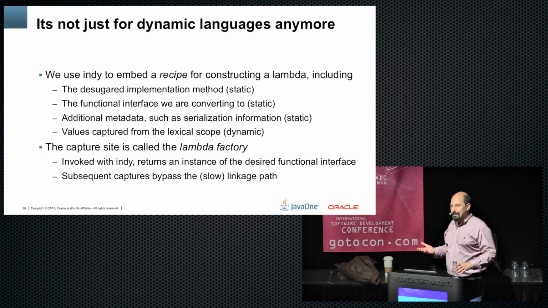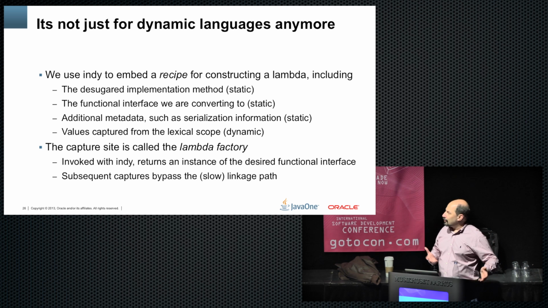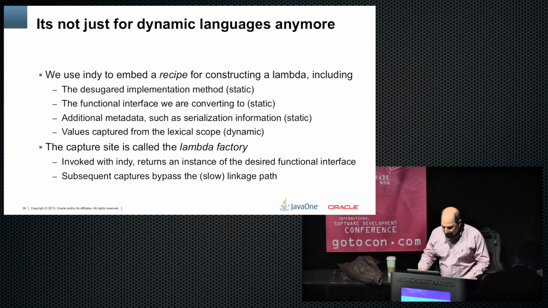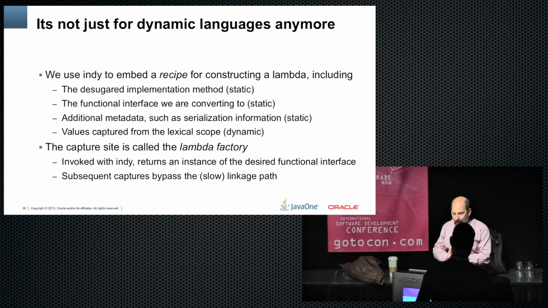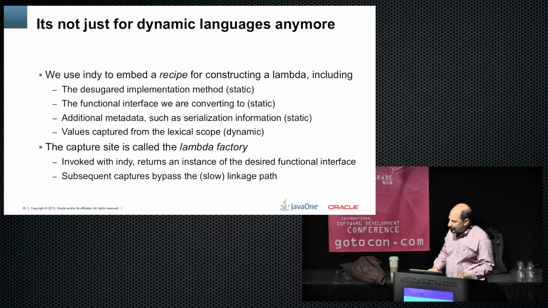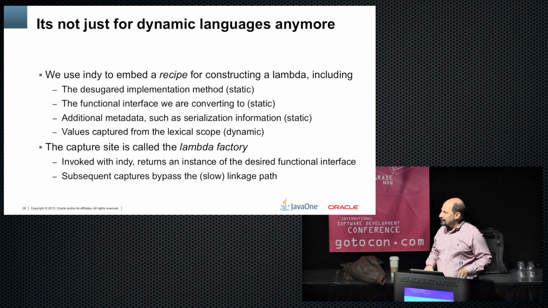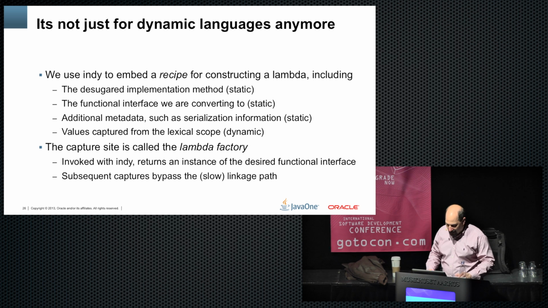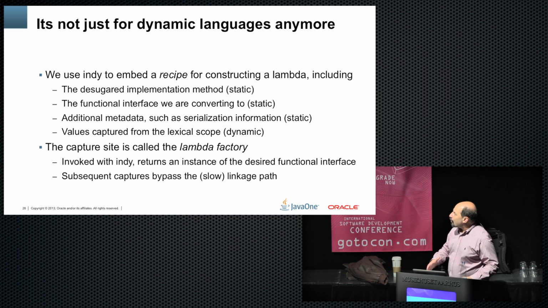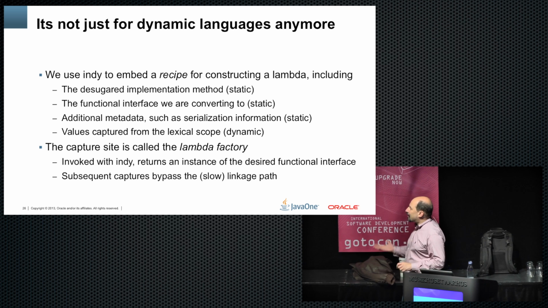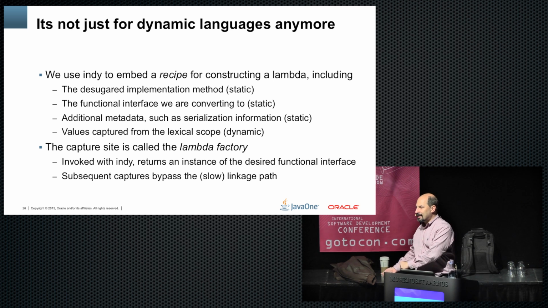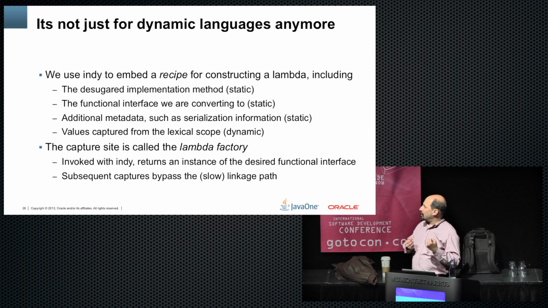We need to know the target type. What type is this lambda being converted to? In the examples we've shown so far, it's been Predicate. So that's one of the things that the bootstrap method needs to know. And then there might be additional metadata about the call site, such as, do I have to do special things for serialization? Or what are the variables that are captured from the lexical scope? Because those are going to be needed when constructing the lambda. So we represent this using an invoke dynamic call site. We call this the lambda factory. So the idea is you invoke this invoke dynamic call site, and it returns you the lambda that you want.